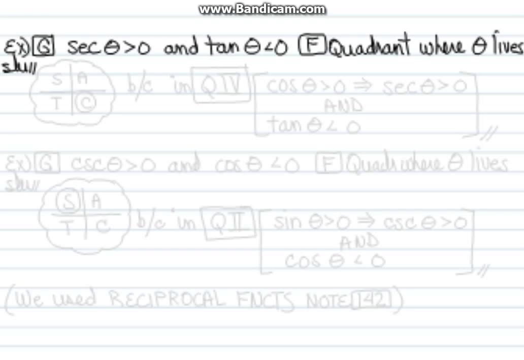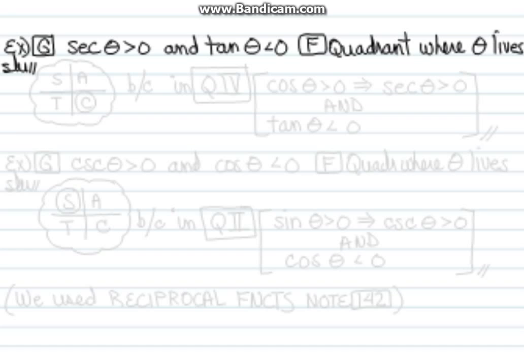Now here's an interesting problem. If you're given that the secant of theta is greater than 0, meaning it's positive, and the tangent of theta is less than 0, to be less than 0 means to be negative. In other words, we're told secant is positive and tangent is negative. Then we're asked to find the quadrant where this angle theta lives.